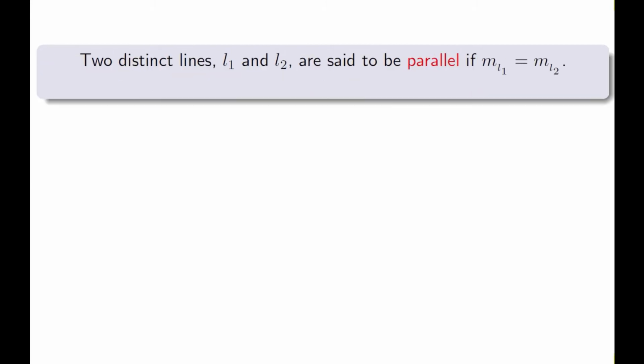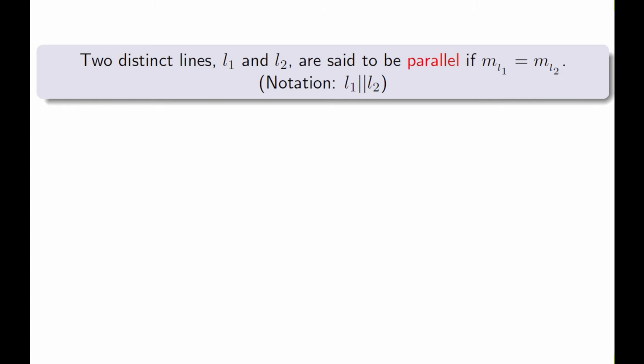You might have heard parallel lines several times already. What comes to your mind when you hear the word parallel with respect to lines? Yes, they are lines that do not meet each other. But aside from that, parallel lines have something to do with their steepness on the Cartesian plane. Consider the following definition. Two distinct lines L1 and L2 are said to be parallel if their slopes are equal. That is, m1 is equal to m2. In symbols, we write this to say L1 and L2 are parallel.